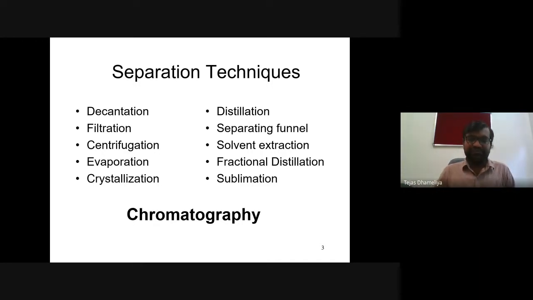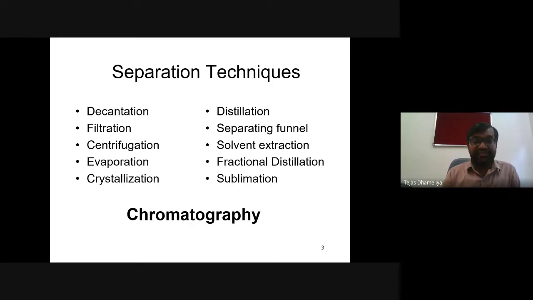I repeat, if a solid is converted into liquid, that phenomenon is called melting. If a liquid is converted into gaseous form, the vapor form, then it is called evaporation. But if a solid is converted directly into the vapor form, then it is called sublimation. So these are the several techniques to separate the compounds which are mixed with each other in the form of a mixture.